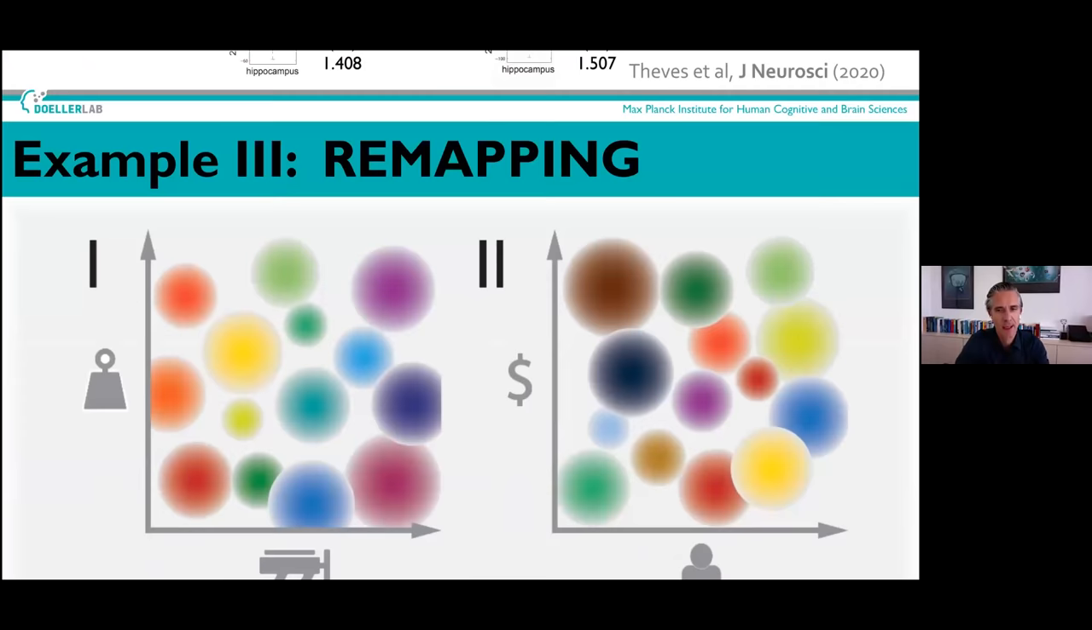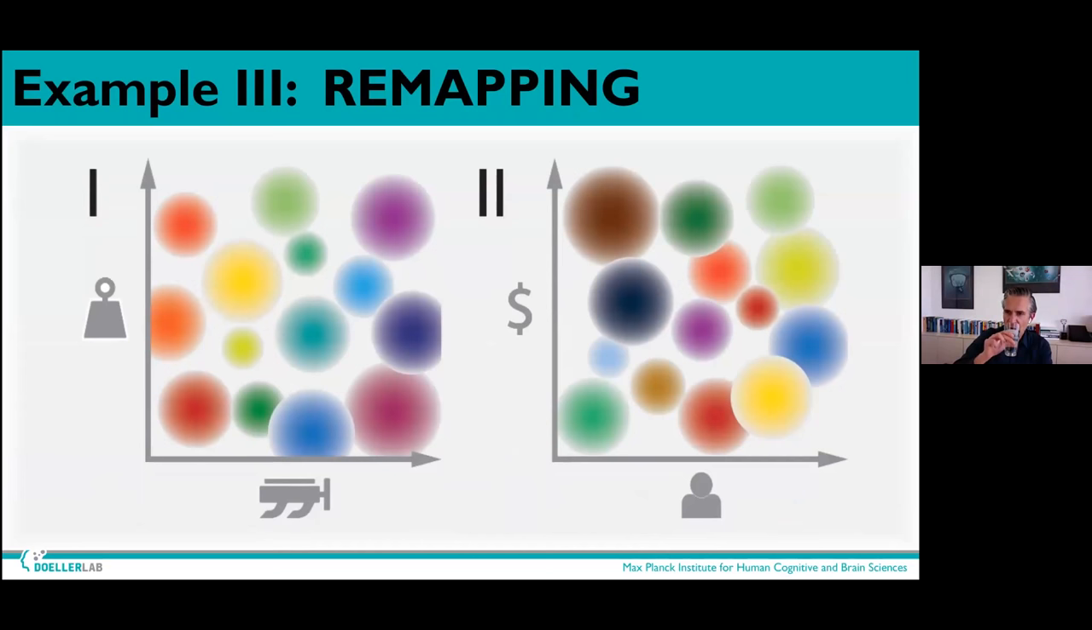Let me come back to spatial navigation again. And I would like to describe in a bit more detail an fMRI study we are working on or have submitted for publication. It's work together with a previous postdoc, Josh Julian, who is now working at Princeton University.